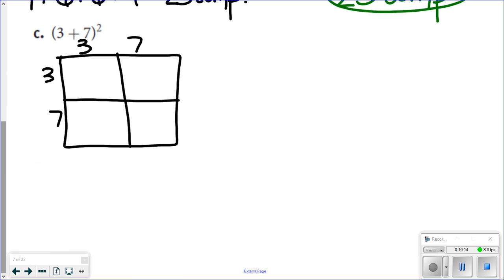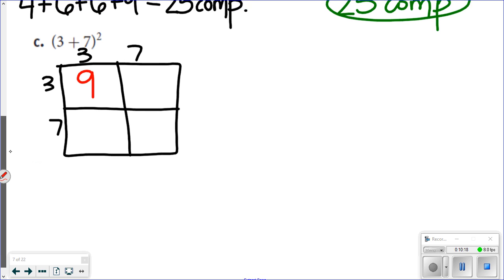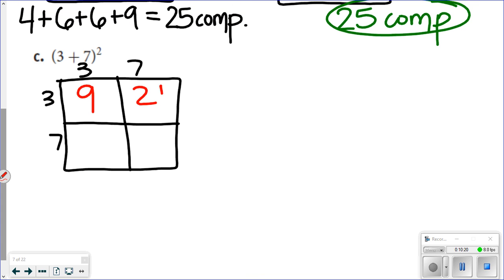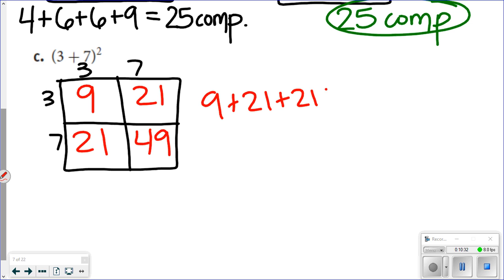Letter C. 3 times 3 is 9. 3 times 7 is 21. 3 times 7 is 21. 7 times 7 is 49. Take all 4 of these inside numbers, add them up. We get 100 computers.